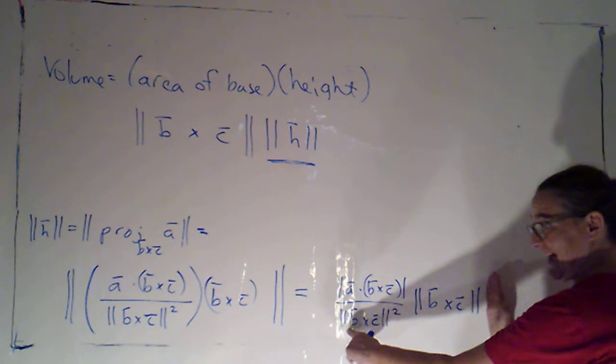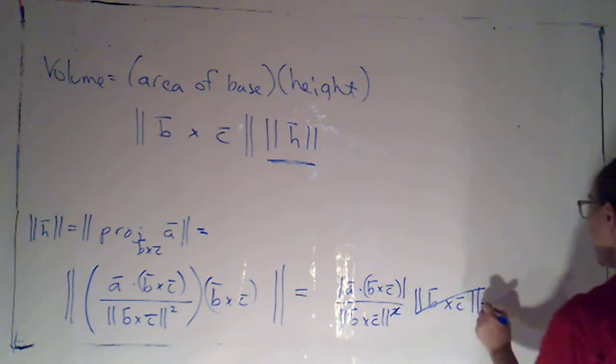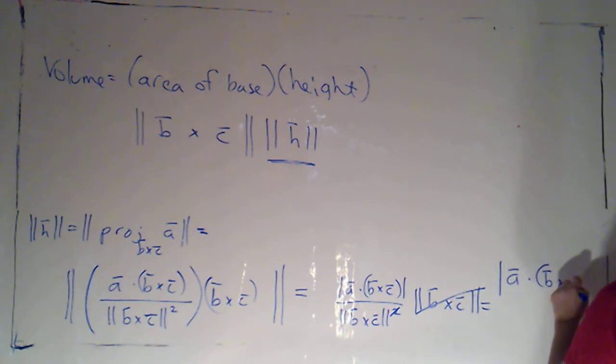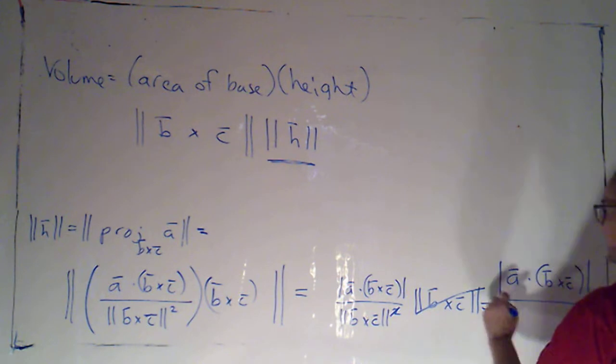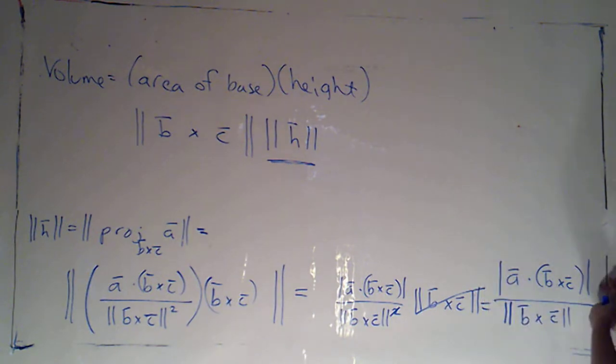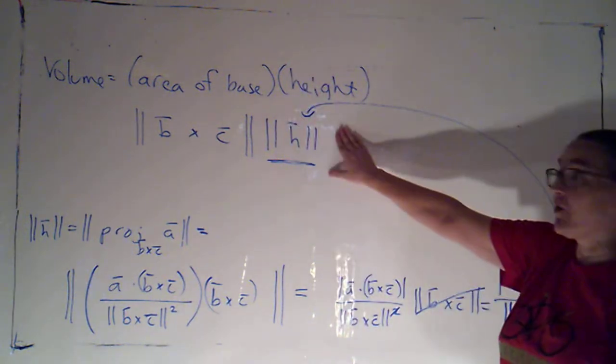Now, one of these factors of the magnitude will cancel. So I'll end up with the absolute value of A dotted with B cross C over one copy of the magnitude of B cross C. That is our height. So now, let's go ahead and plug that in for our height.